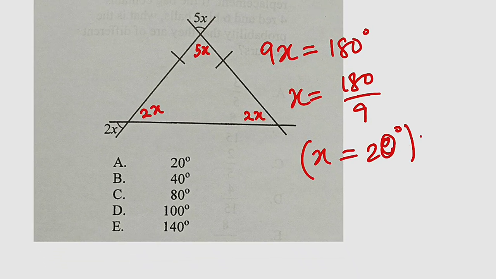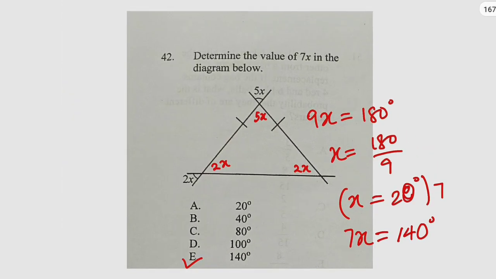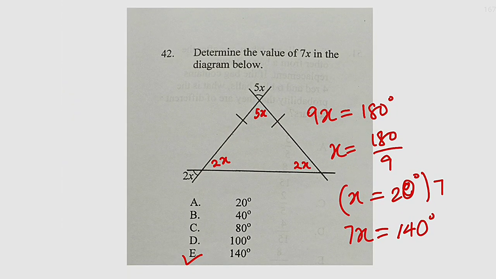Therefore, we can multiply both sides by 7. 7 times x is 7x equals 7 times 20 is 140 degrees. Therefore, 7x is 140, which is option E. Now let us move on to question number 43.